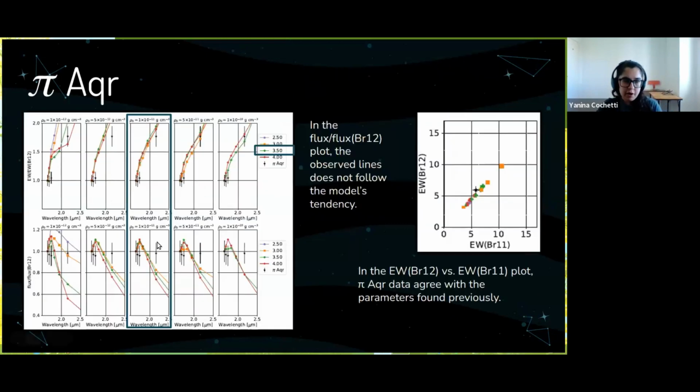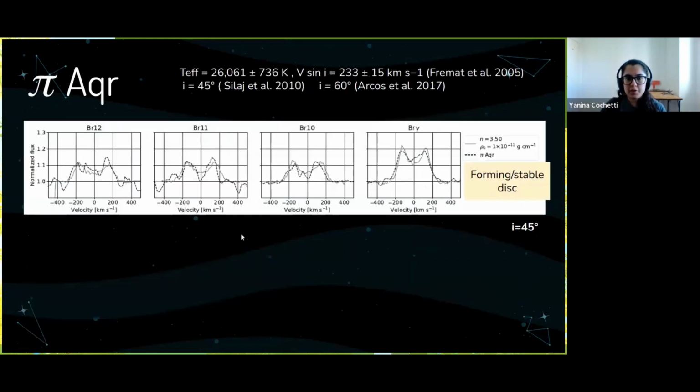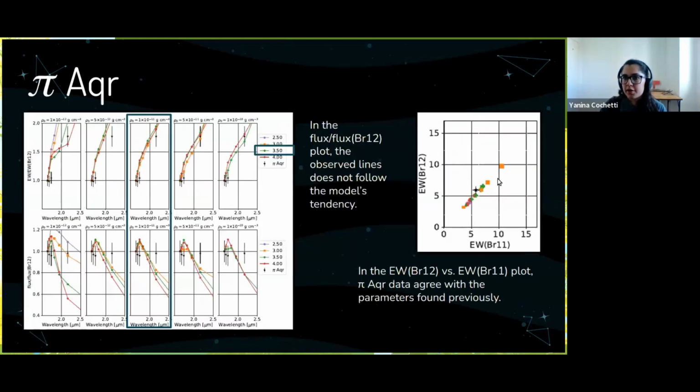And for these diagrams, we found that it's not a very good agreement in this part, but yes, in this one. So it could be possible that there is some problem with the normalization of the spectra or something like that, that could affect that, but the spectral fitting is quite good. And here, the position of our star also falls in a region that is in good agreement with the parameters that we found with the spectral fitting.